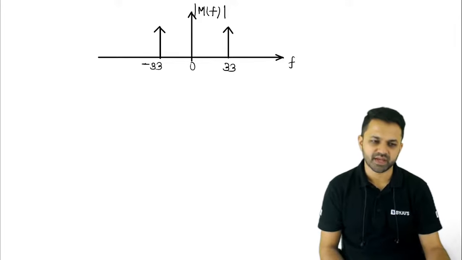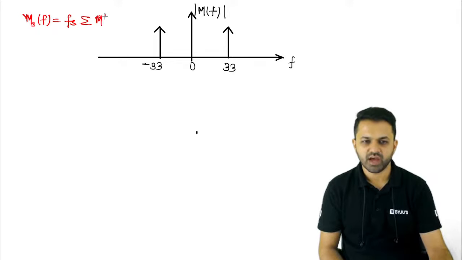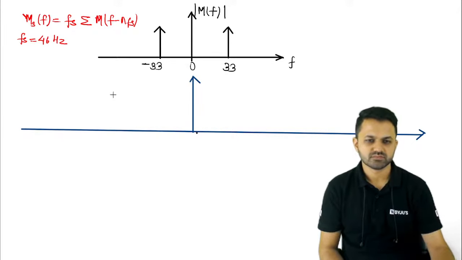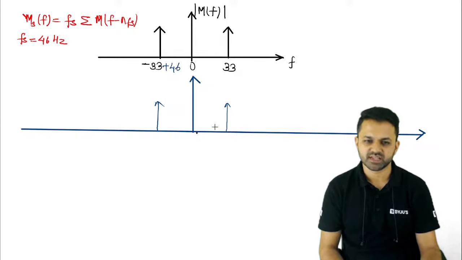Now you are sampling it at the frequency of 46, right? We know that the message signal after sampling gives fs times the summation of M(f minus n fs). And here the given question has fs equal to 46 Hz. So when I draw it for 46, we have to shift it. When we put n equal to 0, we get the same spectrum. When we put n equal to 1, this will be shifted by 46, so 46 minus 33 is equal to 13.